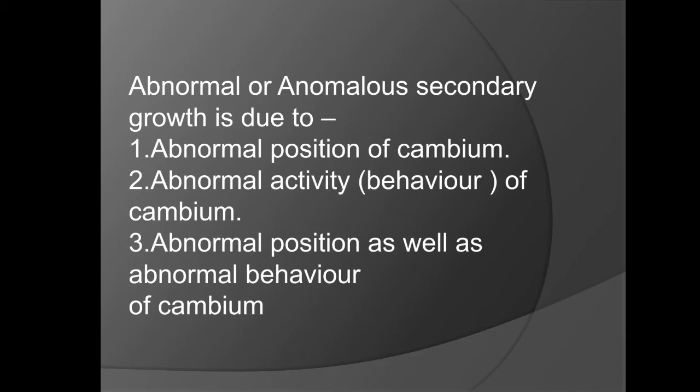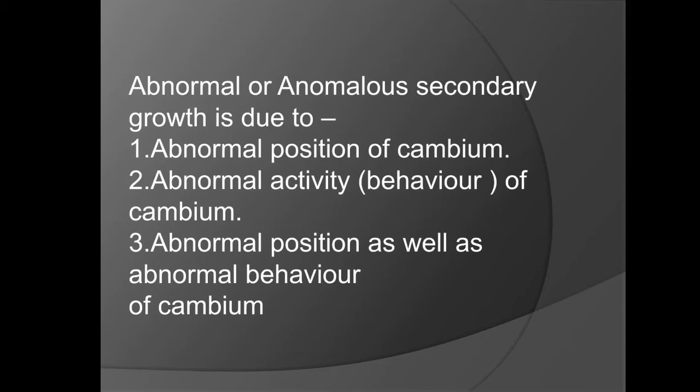Why does this anomalous secondary growth occur in the plant? There may be an abnormal position of the vascular cambium, abnormal behavior of the normal cambium, and also abnormal cambium formation and activity. This includes the extrastellar cambium, intraxylary phloem, and so on. There may be presence of medullary bundles along with normal cambial activity, presence of cortical bundles along with normal cambial activity, intraxylary or internal phloem, and also secondary growth in monocotyledons.